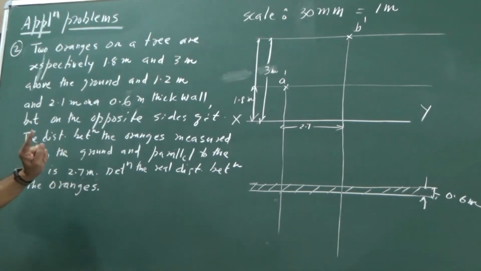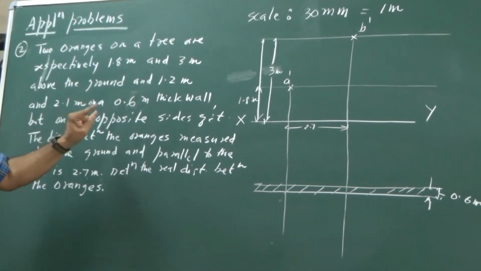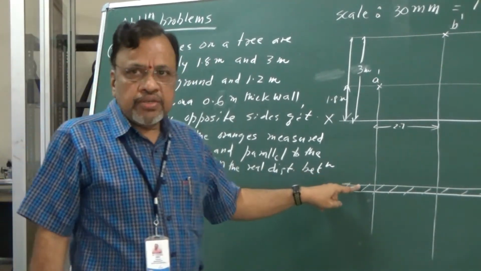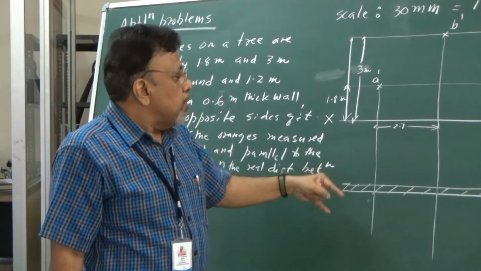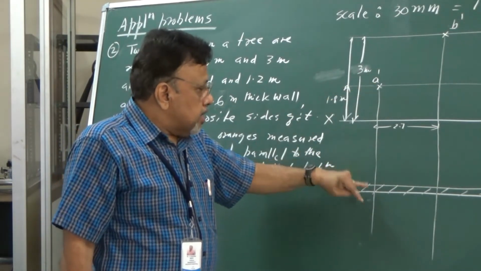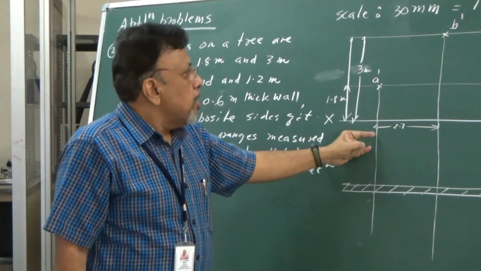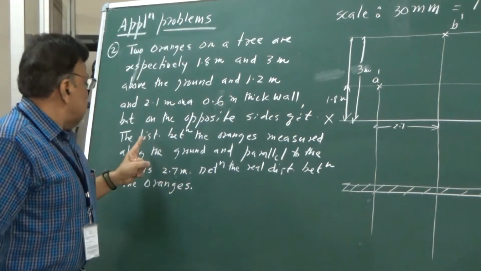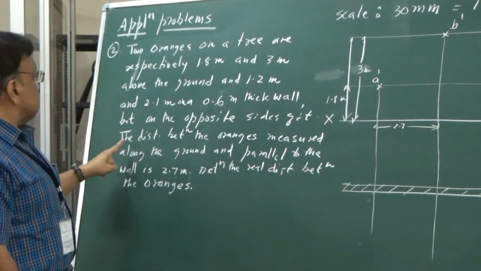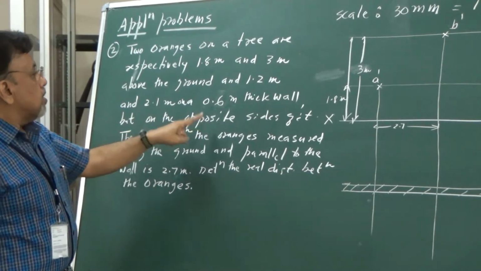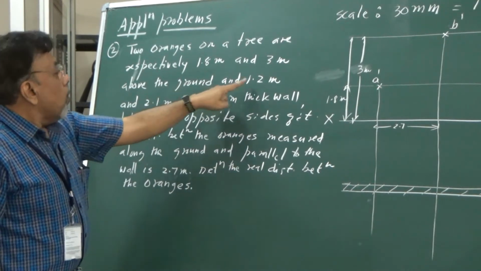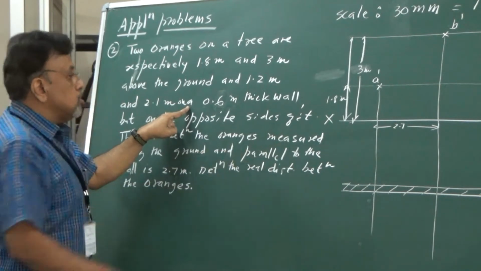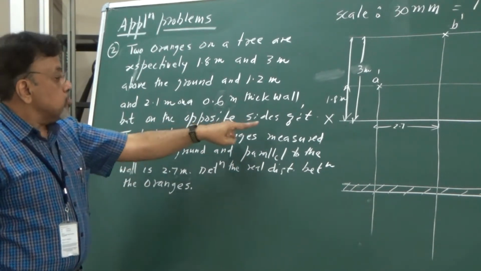Now see the statement. That is, if I look from the top, it would have given that these two oranges are on either side of this particular wall. So obviously, I should take orange A either this side or that side. Let us say I will take on this side, then orange B should be on the other side. Okay, what are the distances given? See this. How much is it given? 1.2 meters and 2.1 meters on a 0.6 meter thick wall, but on the opposite sides of it.